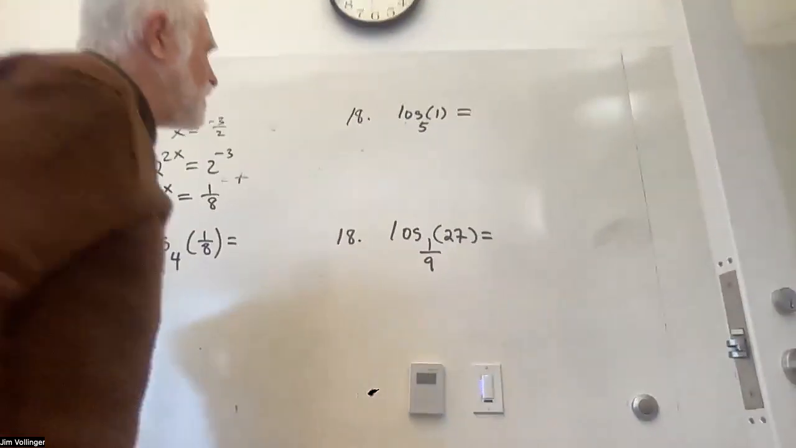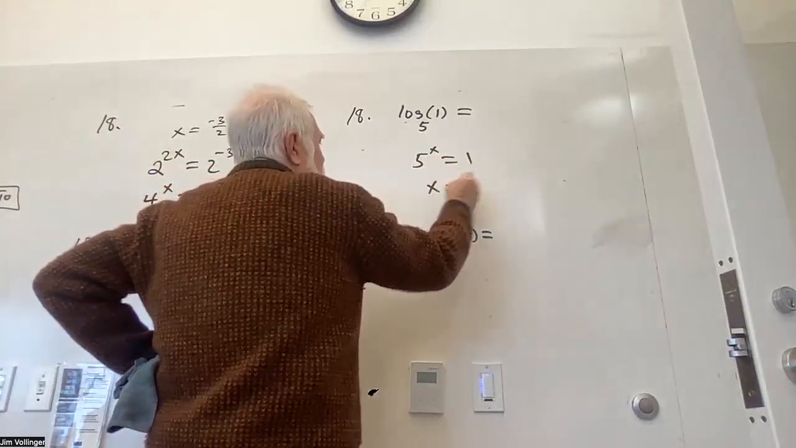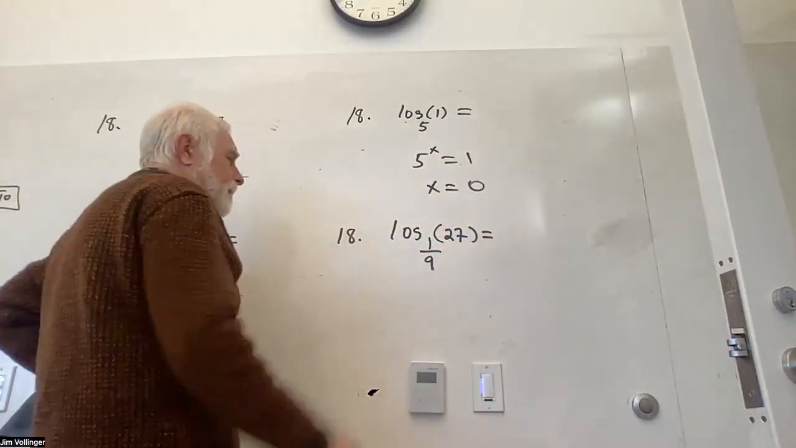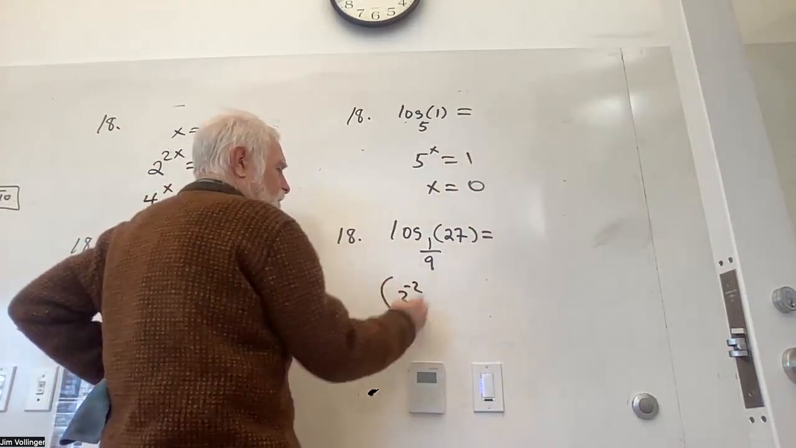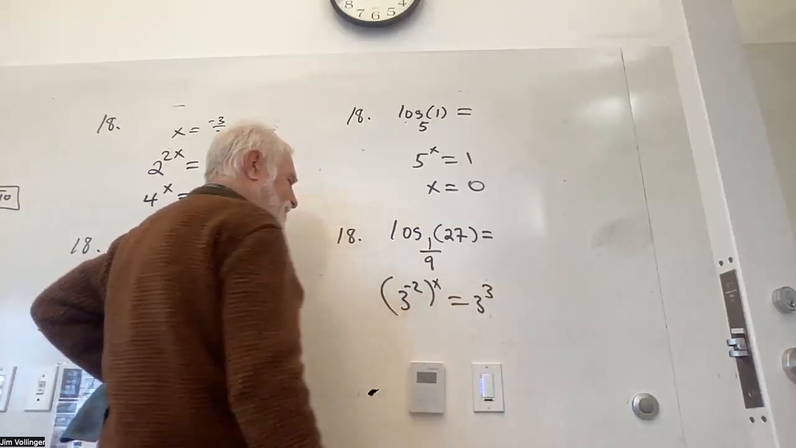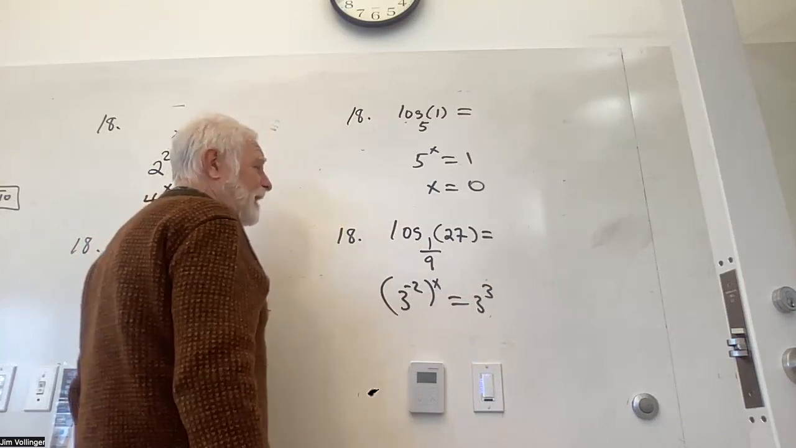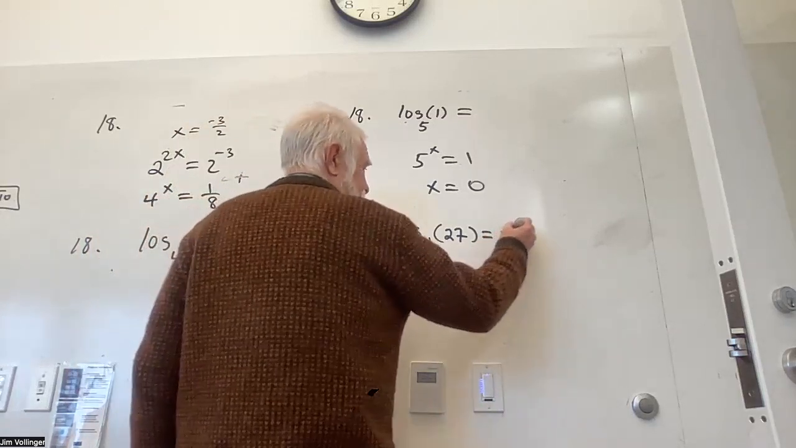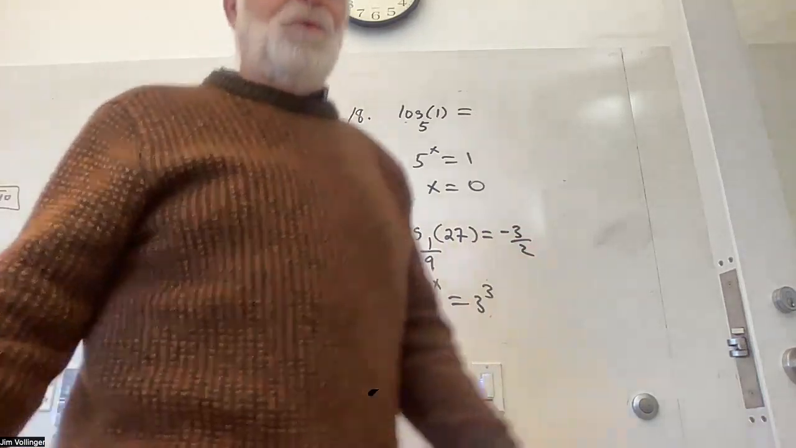All right, what's the exponent you put on top of a 5 to get a 1? You're supposed to know that: 0. So 1/9 is 3 to the negative 2. I'm raising that to what x to get 3 to the 3? There's our minus 3/2 again. There's only so many you can do.